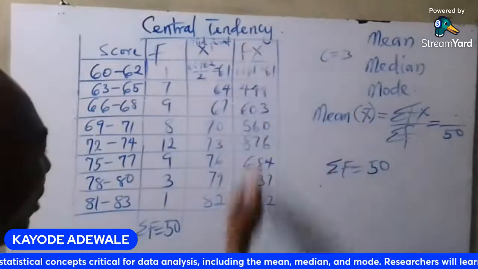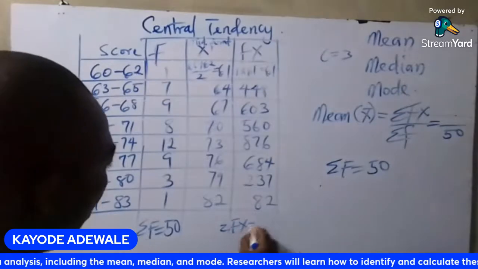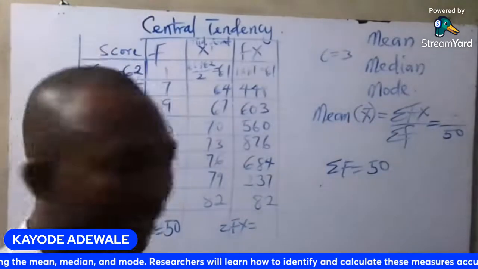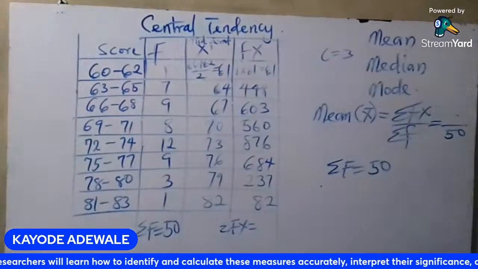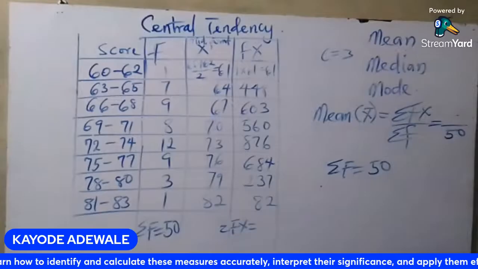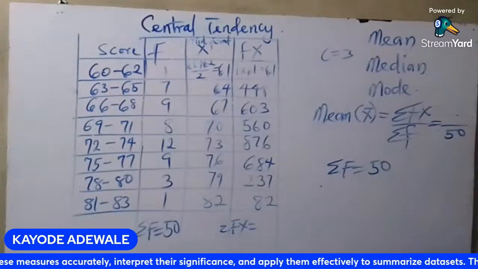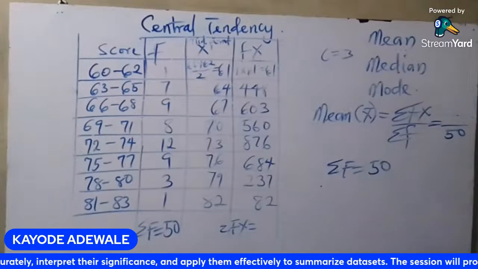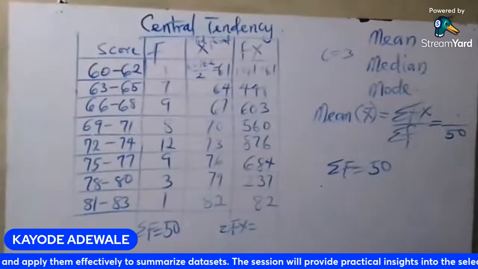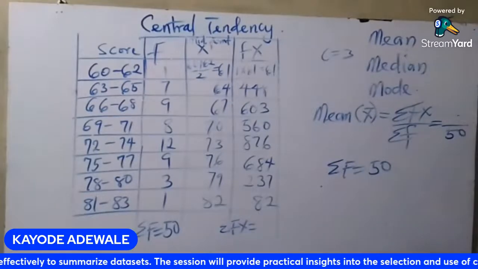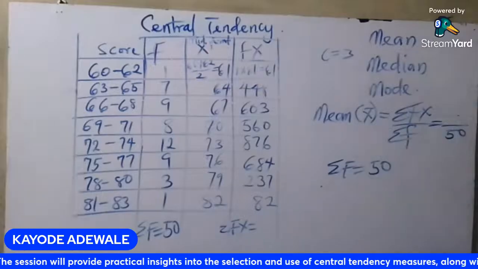Now I'm going to add all this together to get my summation fx. For those of us that are joining us online, can you do the addition for us? Let's see if you can manage to do the addition within the short period of time, because we have 3 things to do. Those that are joining us, can you try? Let's try that and add everything together.